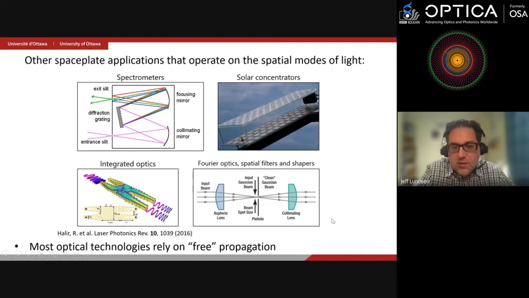And then there are other things you may be less familiar with, called Fourier optics and spatial filters and shapers and so on. In fact, most optical technologies somewhere inside of them rely on free propagation. So it would help us to do that.